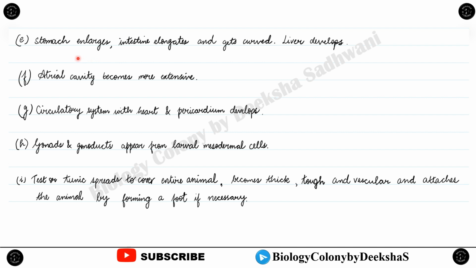Next would be stomach enlarges, intestine elongates and gets curved and liver develops. Atrial cavity becomes more extensive, circulatory system with heart and pericardium develops, gonads and gonoducts appear from larval mesodermal cells, test or tunic spreads to cover the entire animal and becomes thick, tough and vascular and attaches the animal by forming a foot if necessary. So these are the features that are found in the adult Herdmania that are basically the progressive changes.